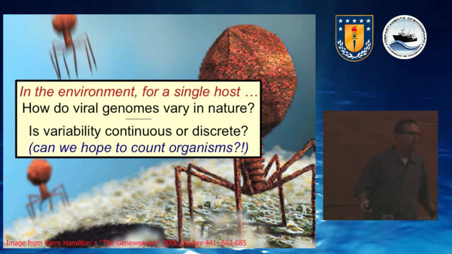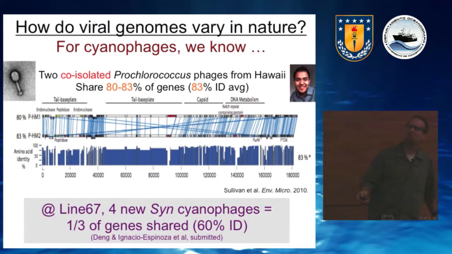So we knew a little bit before we started this project. I had isolated 2 viruses from the same seawater sample on the same host. I don't like to extrapolate very much from an N of 2 for the oceans. But what we'd learned is that these 2 co-isolated viruses shared about 4 out of 5 genes, and each of those genes that they shared were about 83% identical at the amino acid level.